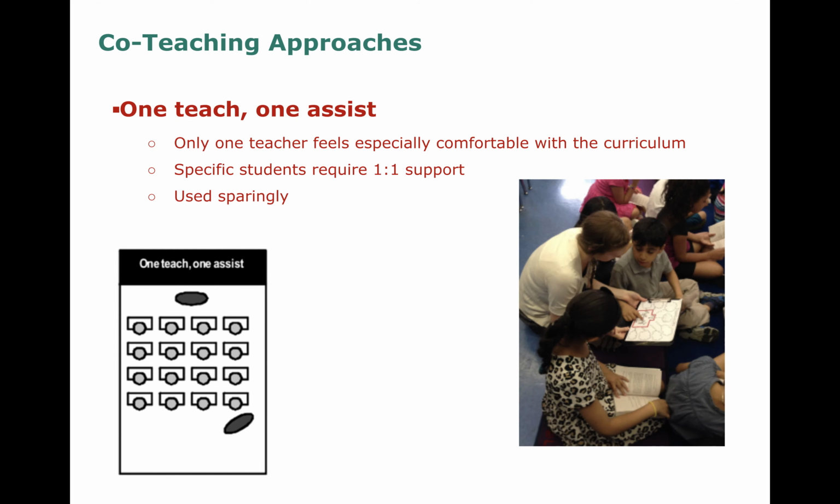We also have one teach, one assist. So this is only used when one teacher feels especially comfortable with the curriculum, and it usually requires specific one-on-one support for students. And we don't use this one quite as often because that means one teacher is providing a lot of the content delivery, and then one teacher is really providing one-on-one support for one student at a time. And so in this case, we're often missing some of the needs of additional students because we're doing this one-on-one support.